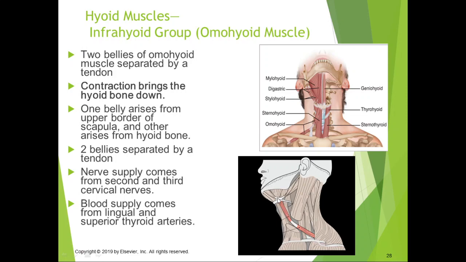So we're coming down from the hyoid bone and we're coming over to that scapula area. Right around there is where it's going to come from. So, as I said, it's two bellies or two parts that's separated by a tendon. When we activate this muscle, it's going to bring the hyoid bone down.